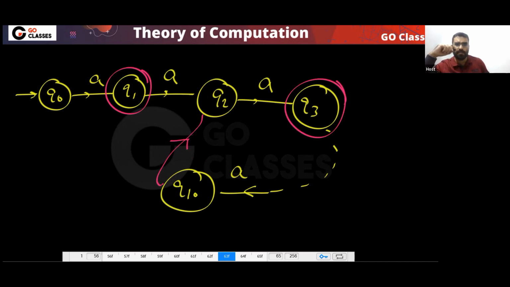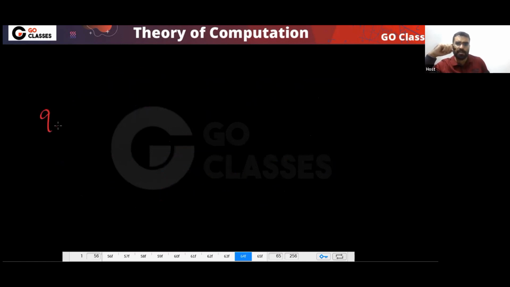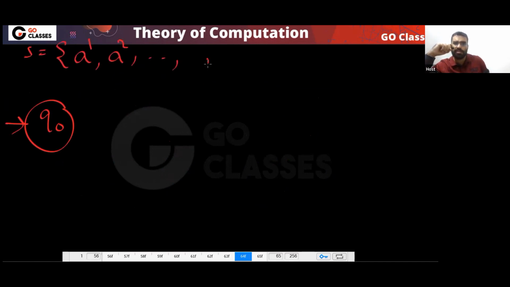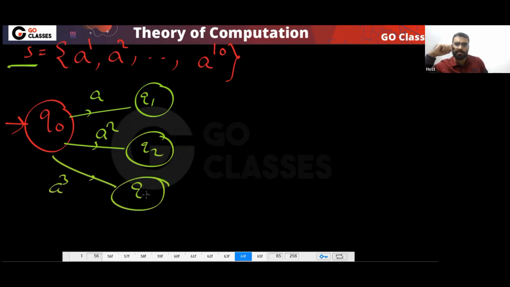Now, can you notice? Please tell me what is going to happen in this DFA. On these strings, this DFA is going to different states. Yes or no? From the initial state, and I am giving you some random set of strings, not a language. On double A it is going to a different state. On triple A, it is going to a different state. On a power 10, it is going to a different state.